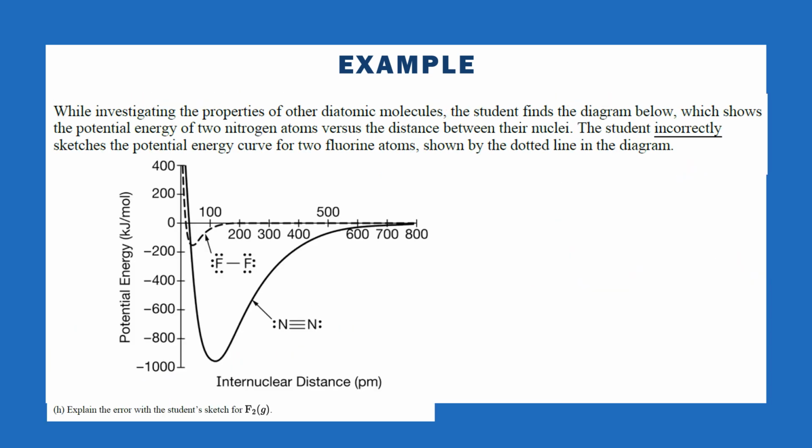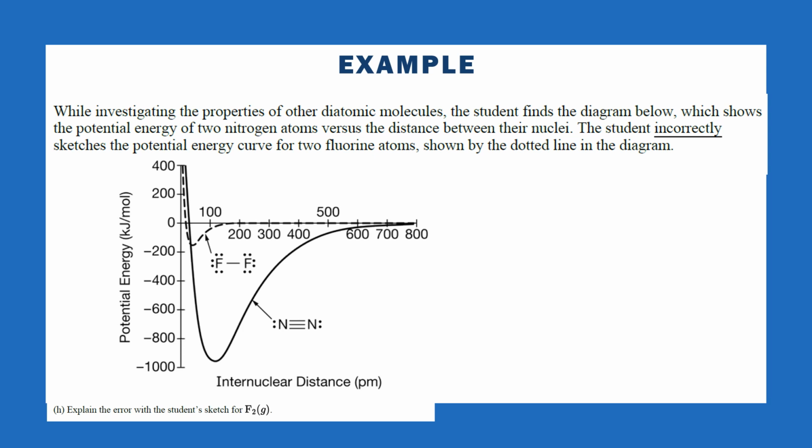All right, now for this part of the question, for other diatomic molecules, the student finds the diagram below, which shows the potential energy of 2 nitrogen atoms versus the distance between their nuclei, and the student incorrectly sketches the potential energy curve for 2 fluorine atoms, shown by the dotted line. So explain the error with the student sketch for F2.